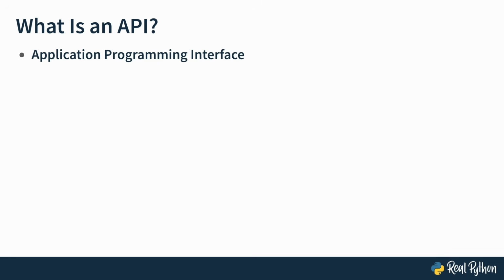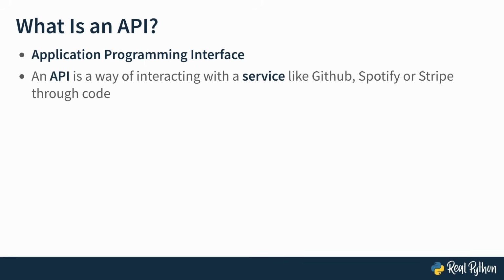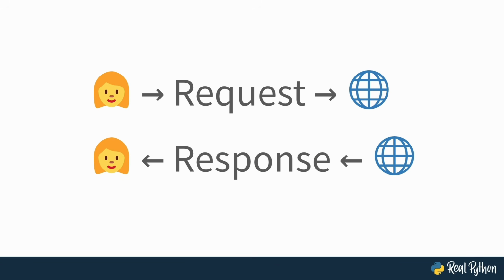API is short for Application Programming Interface. It is a way of interacting with a service like GitHub, Spotify, or Stripe through code. This means you can add awesome features from these services and others to your applications. You interact with almost all APIs in the same way. You send a request for some data, and the API returns a response with what you requested.